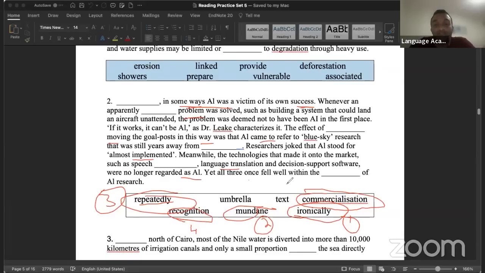Yet all three once fell within the dash of AI research. Within the context of AI research. So what is the other word over here? Within the umbrella of AI research.